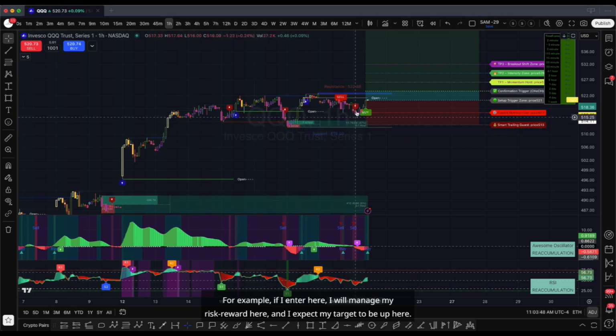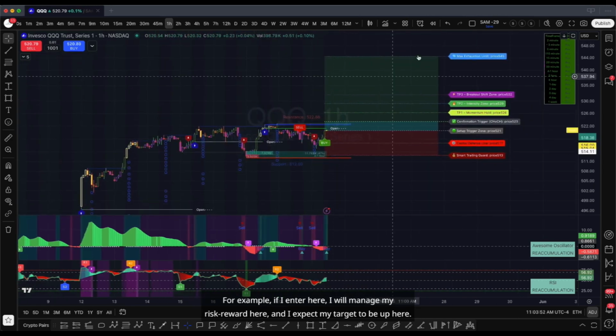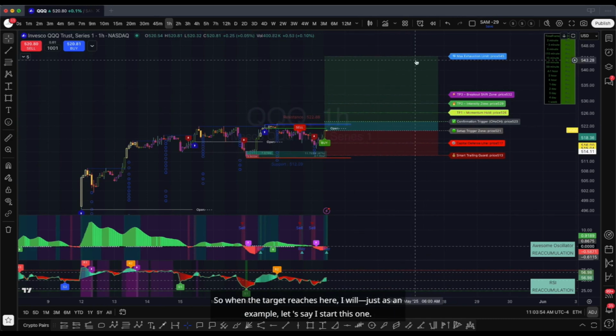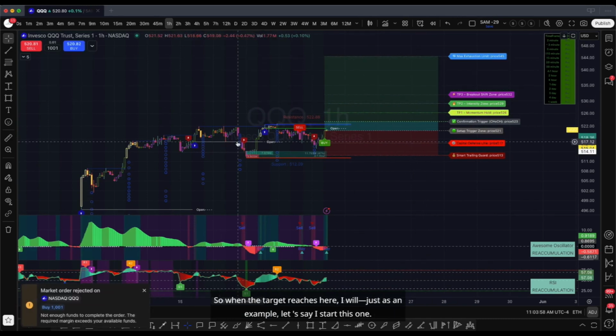For example, if I enter here, I will manage my risk reward here, and I expect my target to be up here. So when the target reaches here, I will, just as an example, let's say I start this one.